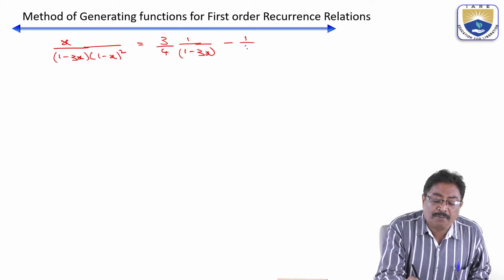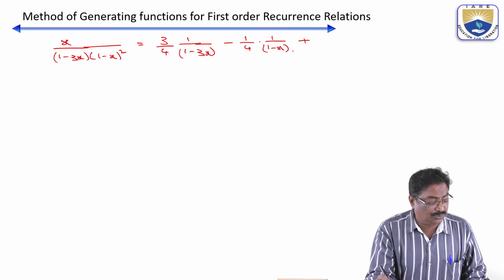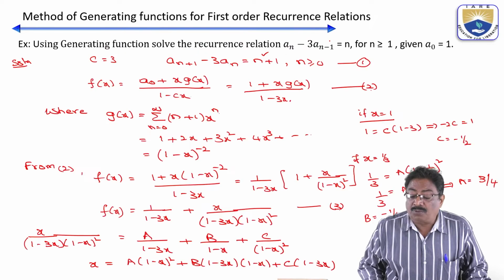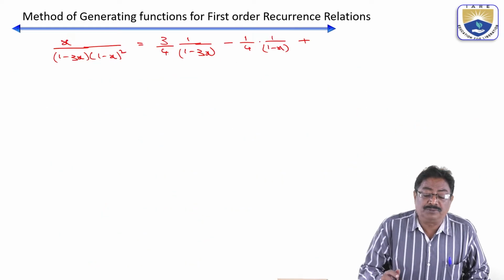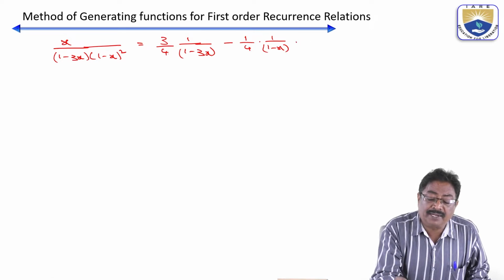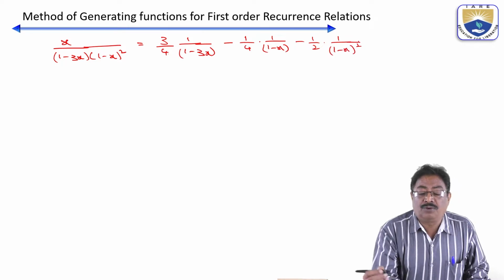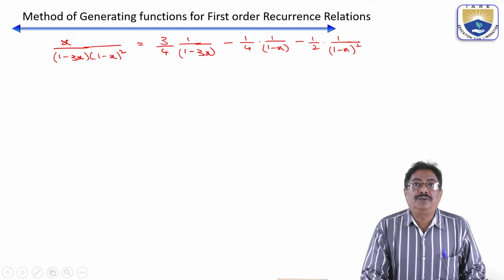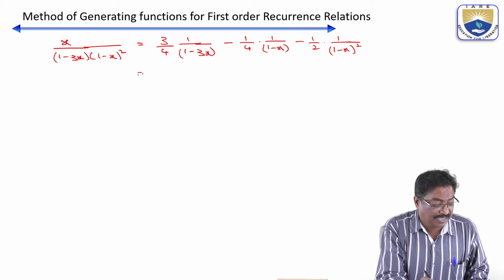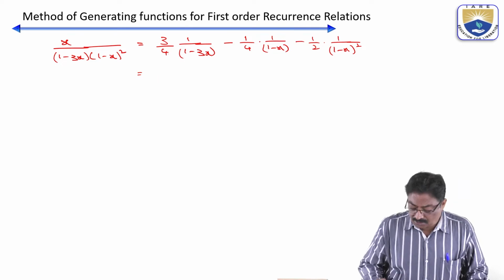So minus 1 by 4 into 1 by 1 minus x, and c is minus 1 by 2. This I am taking as minus 1 by 2 into 1 by (1 minus x) whole to the power of 2, that is, 1 minus x whole to the power of minus 2. So now I am just taking this as the given expression.